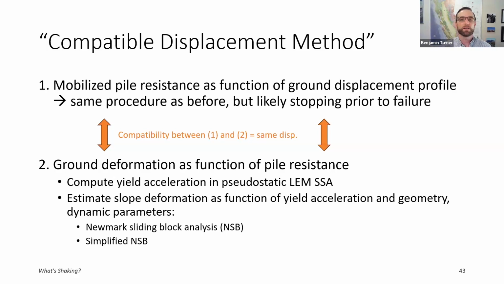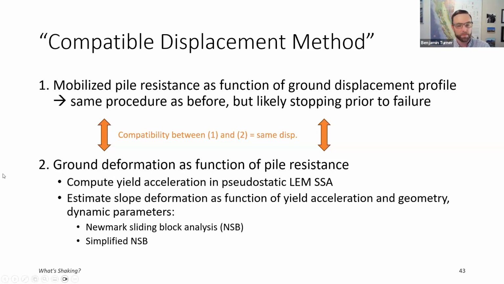And what we're looking for is compatibility between these two mechanisms that are both a function of the ground displacement. The first is that as the ground displacement increases, we mobilize more pile resistance. We mobilize more internal shear force at the depth of sliding. And like I alluded to a minute ago, we're going to quantify that using the same procedure as before, but our compatible displacement likely occurs at a level of mobilized pile resistance less than that corresponding to full structural failure, or a failure mechanism in general, of our pile soil system.